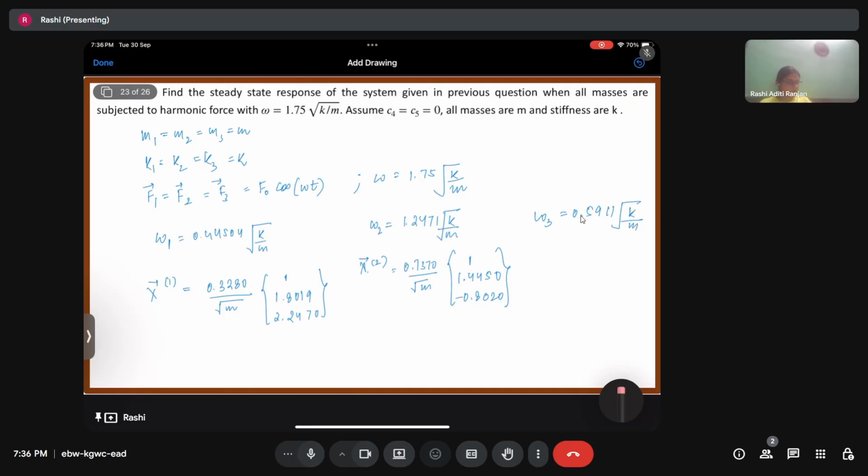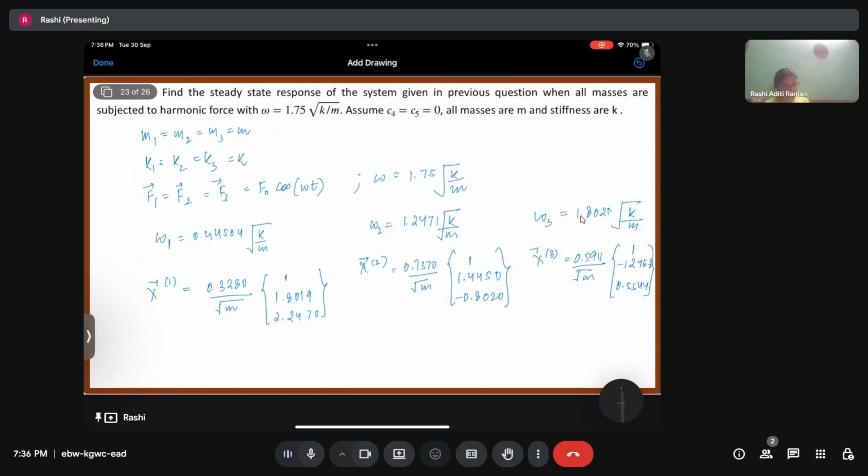Okay, no, this will come 1.8025 actually. X of 3 is going to be 0.5911 by under root of m, minus 1.2468, 0.5544. Okay, these are the three mode shapes and the three frequencies.